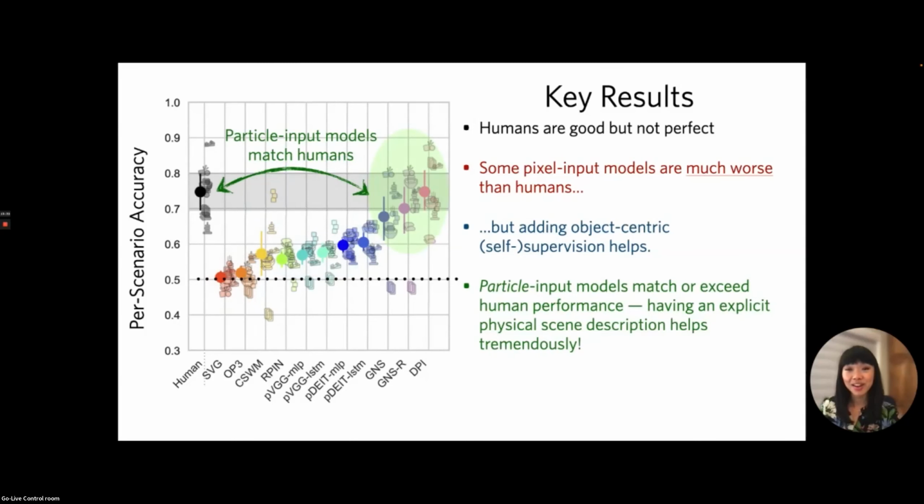This is consistent with another key result from our experiments. Models that take particle-based object meshes as input approach human-level performance. Of course, these models solve a much easier problem than humans do. They don't have to infer anything about physical state from visual inputs, but rather have a rich, explicit, accurate scene description given to them directly.